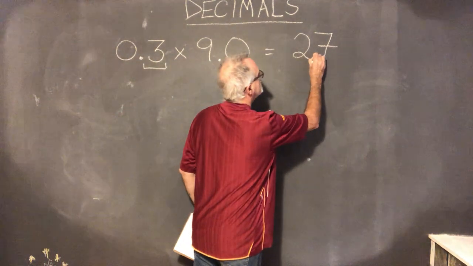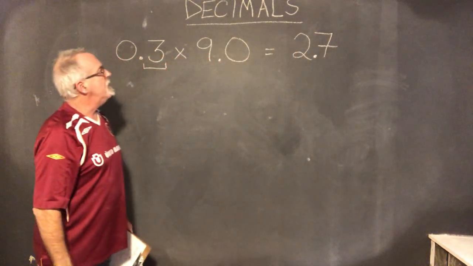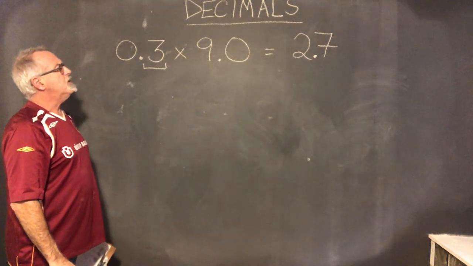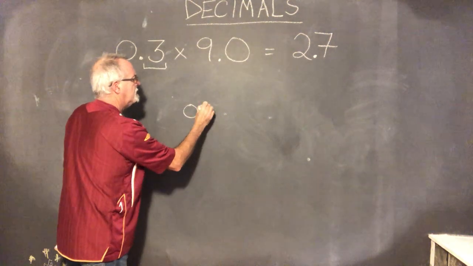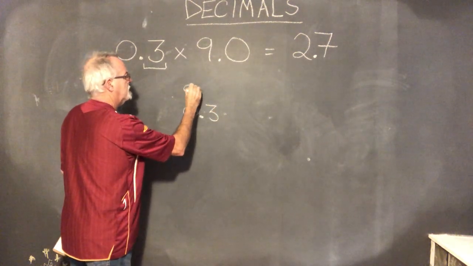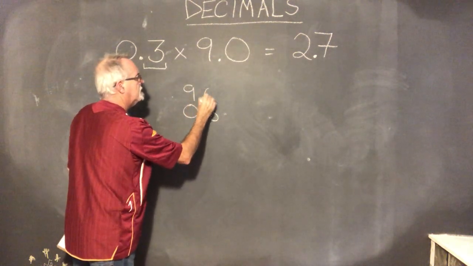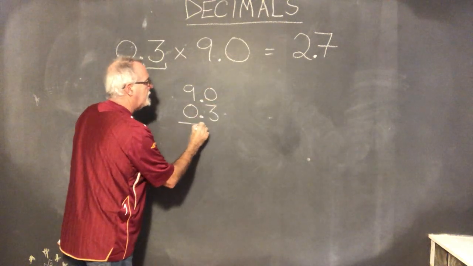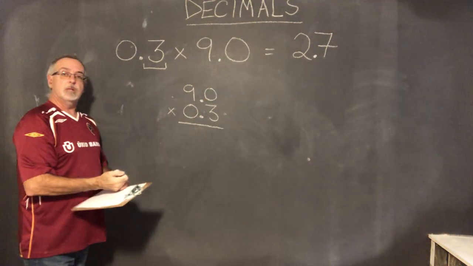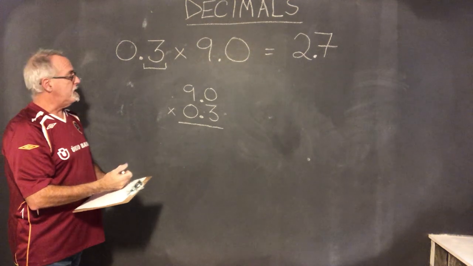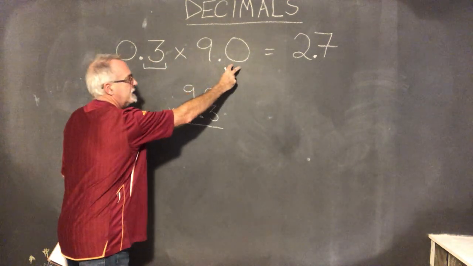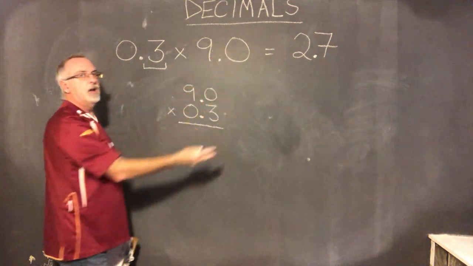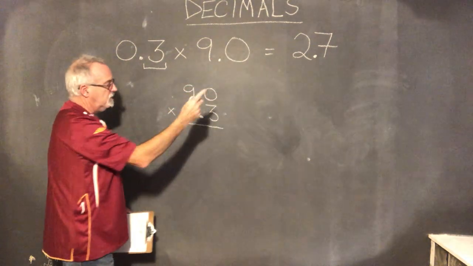Therefore, 2.7 works. I didn't need that space for anything. 0.3 times 9.0 is 2.7. And then if we like to write it this way, okay, the fact that the decimals are lined up is just a coincidence this time. That does happen every now and then, because both numbers happen to have one digit to the right of the decimal. If you want to show this 9 as a 9.0, then that 0, okay.